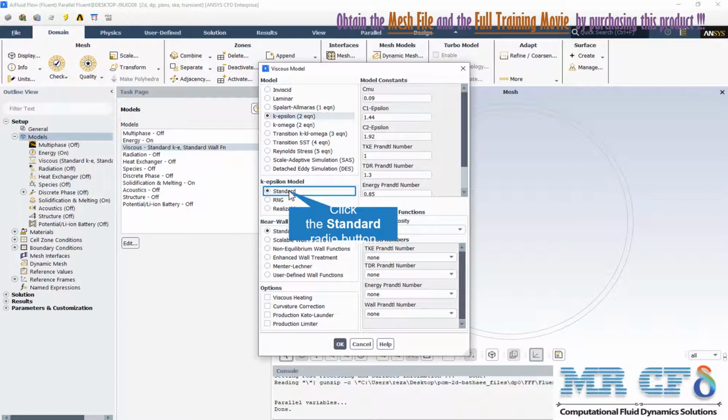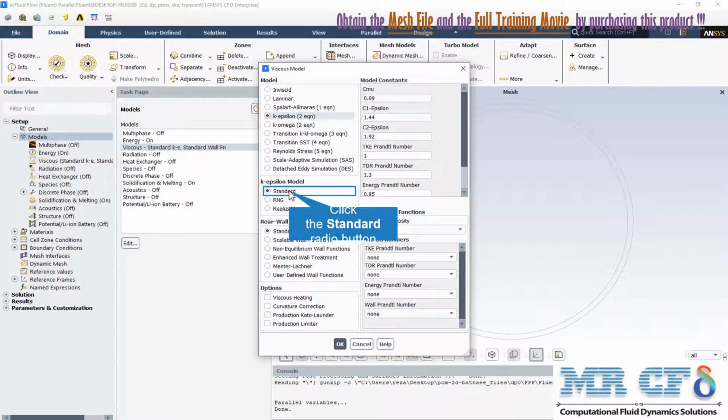Robustness, economy, and reasonable accuracy for a wide range of turbulent flows explain its popularity in industrial flow and heat transfer simulations. Also, it is a semi-empirical model.